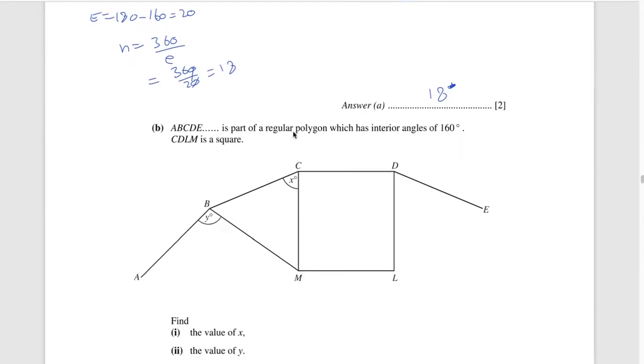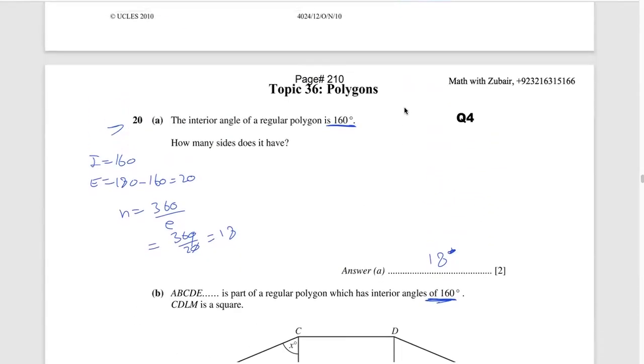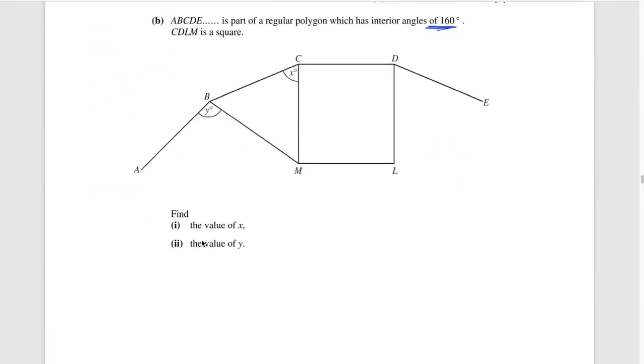Part B of the same question: A, B, C, D, E is a part of a regular polygon which has interior angle of 160. So that's the same question. It was 160 interior, still 160. And it says to find the value of X and Y. Now this question is a merger of polygons and angles. Additional information is that CDLM is a square. 18 sides.